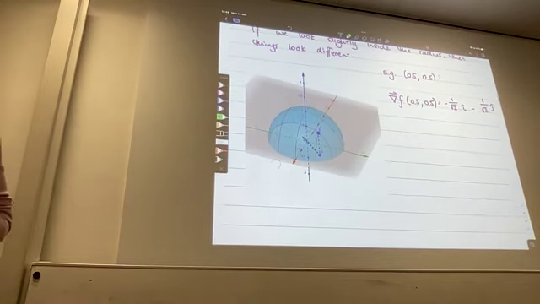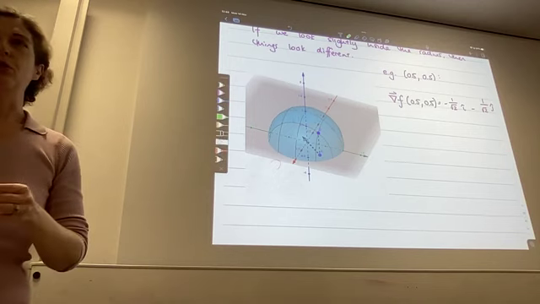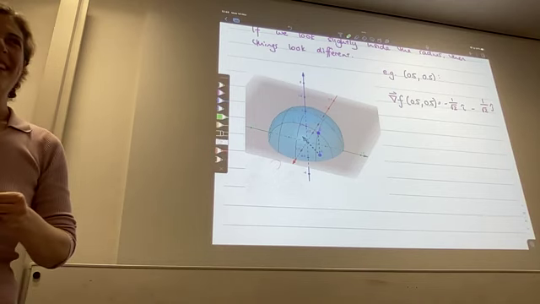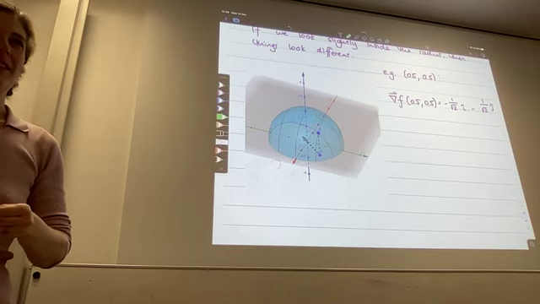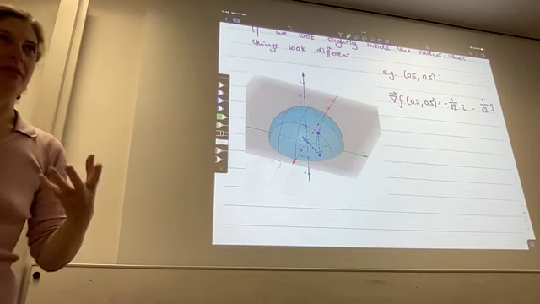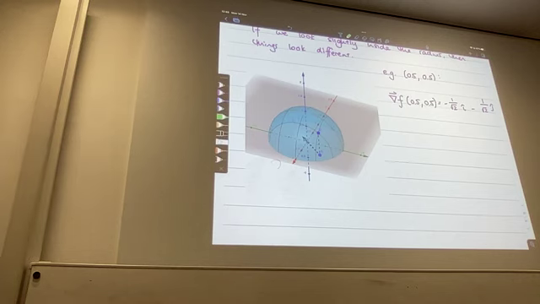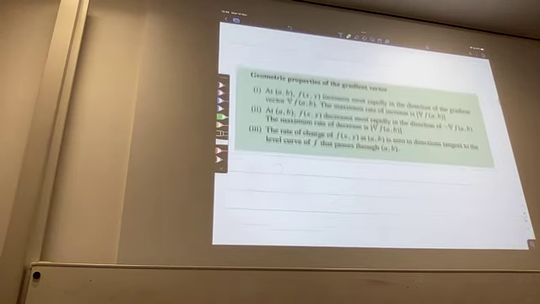So I really would encourage you to use GeoGebra to plot these things. This is mind twisting. This is mind twisty. Okay. It's not supposed to be easy. If you're feeling uncomfortable, that's great.